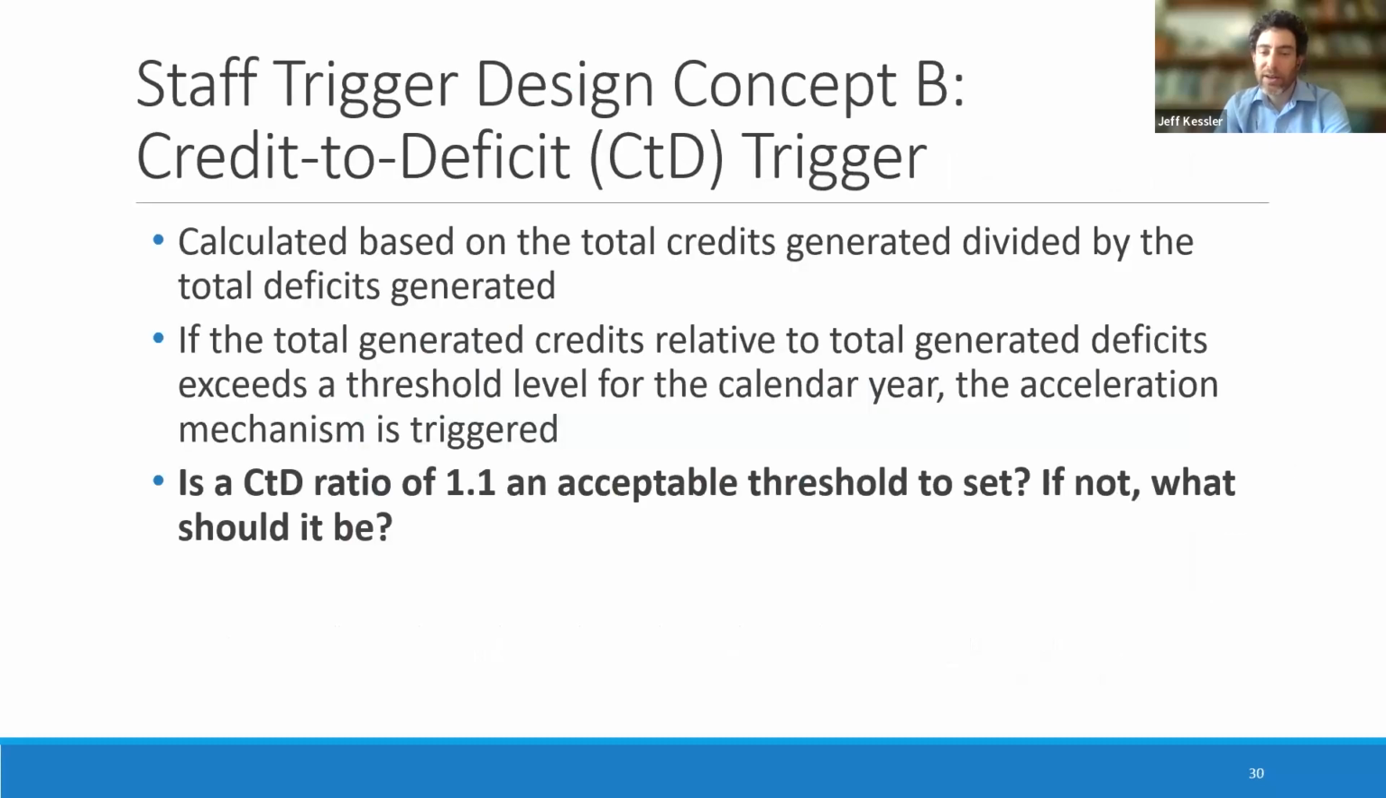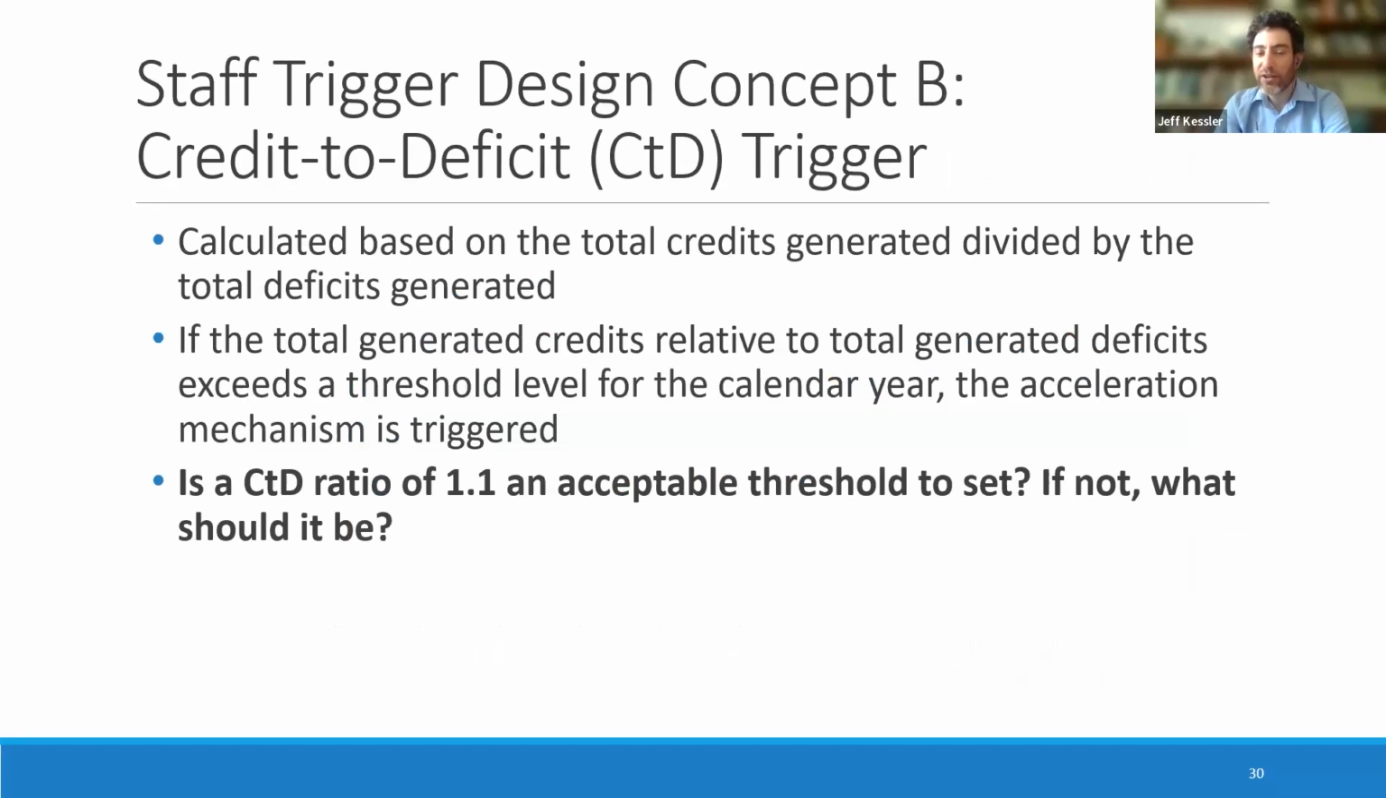An alternative concept that staff have considered is using a more simplistic trigger in which only the credit to deficit, or CTD, ratio is considered. The CTD ratio is a simple to understand metric. The CTD ratio is less than 1 if the number of deficits generated is greater than the number of credits generated. As such, values greater than 1 imply that the number of credits being generated exceeds the number of deficits being generated.